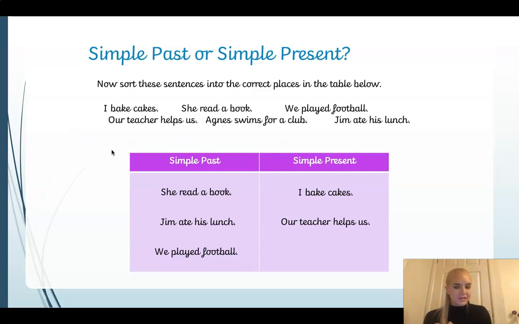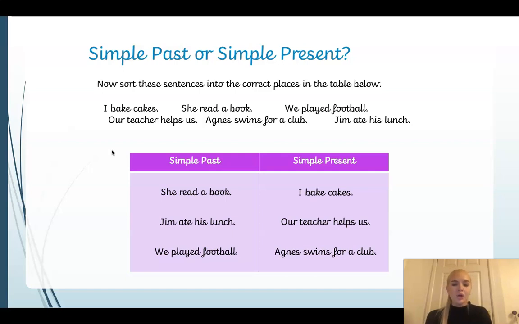The second present sentence is our teacher helps us. Now, if this was past tense, what would that verb helps turn into? That's right, it would be helped, wasn't it? Our teacher helps us. And finally, Agnes swims for a club. Now, if that was past tense, what would that verb swims turn to? Well done, swam. Not swimmed, swam, okay?